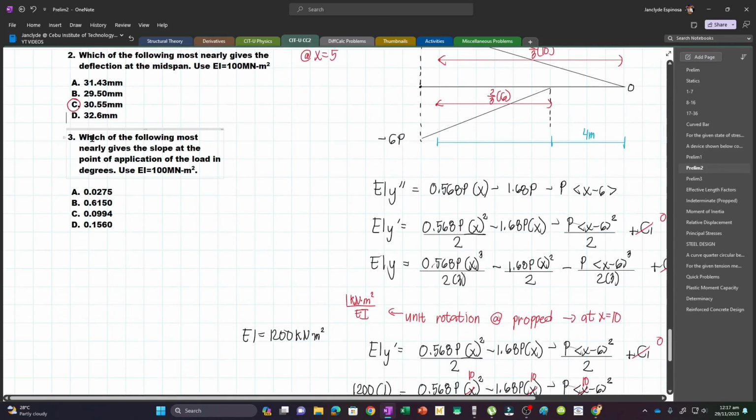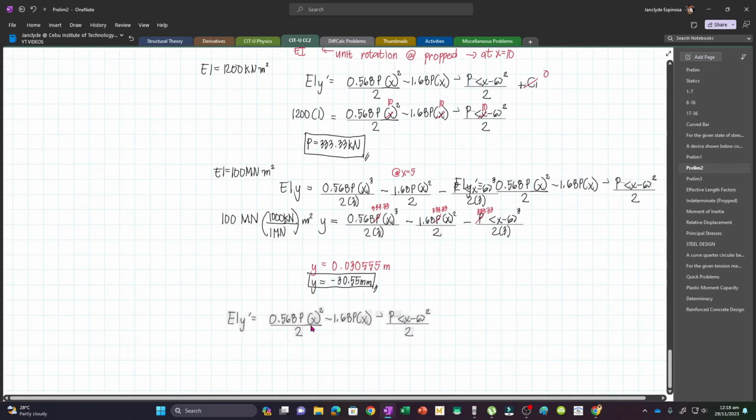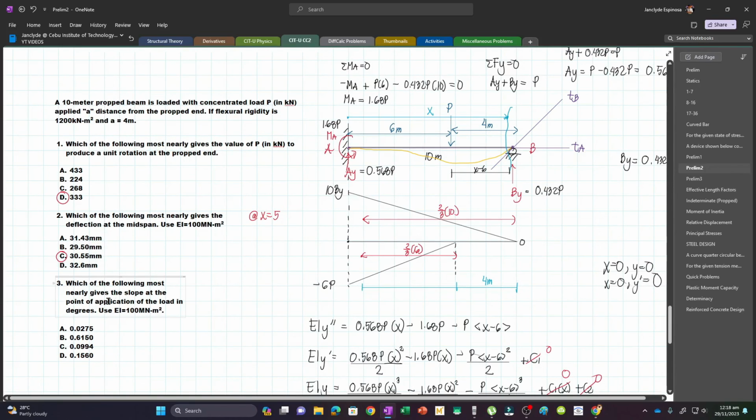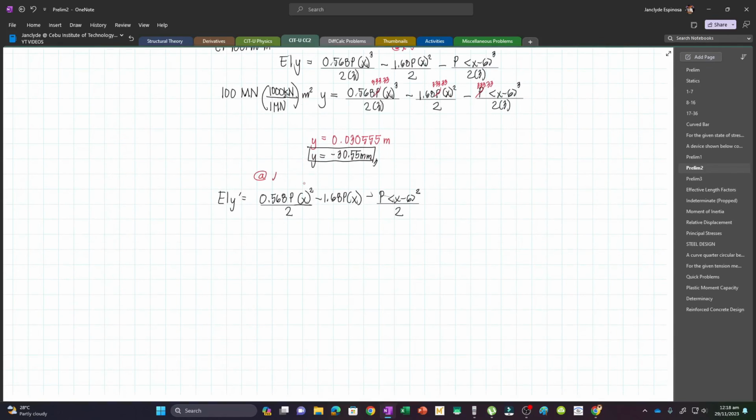Now sunod kay which of the following most nearly gives the slope at the point of application of the load. So in degrees niya, again ang makuha na to nga unit diri kay radians. Ato pa na siyang i-convert into degrees after. So again, since slope ang pangutana, arita sa slope equation na to. Now sir, pila man ang x gamiton? Ang atong x gamiton kay kung asa gi-apply ang load, point of application of the load. Now, that's at x equals 6. So, ato ibutan dire at x equals 6.